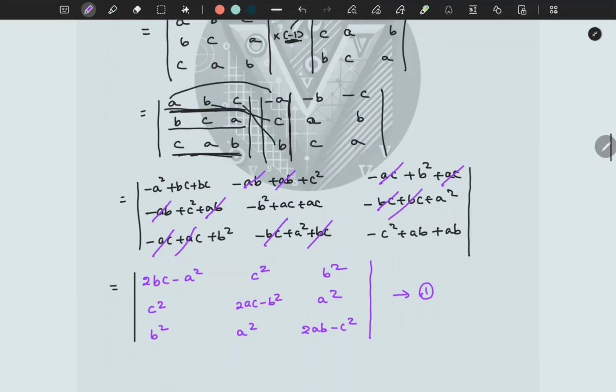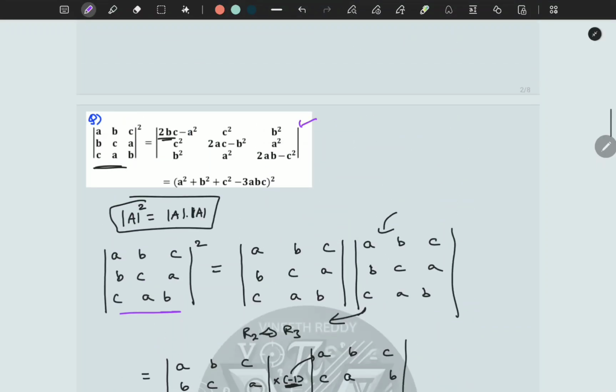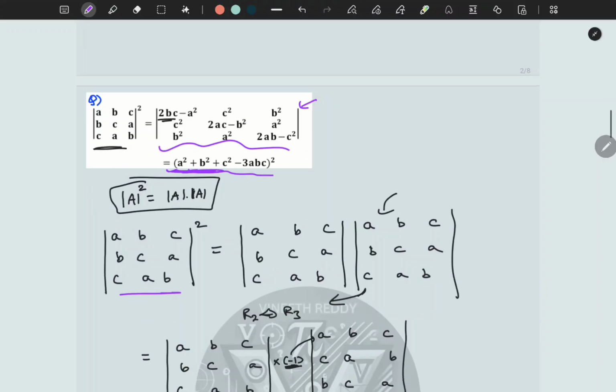Now we'll do one thing. Determinant of A, B, C. That means, I think this is what they are asking, right? 2BC minus A square, C square, B square. If you carefully observe the proof, this question is exactly the same. Now we have to just prove this also, right? Not just that, we have to prove this part also.